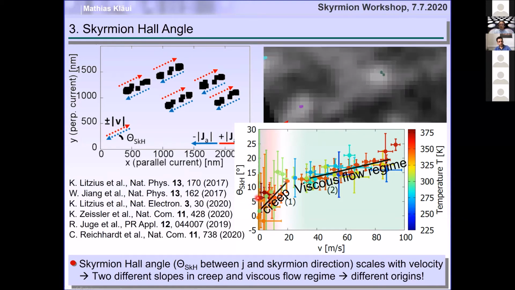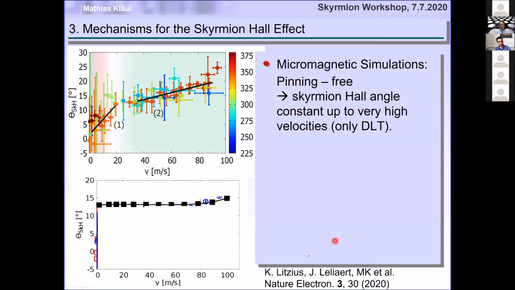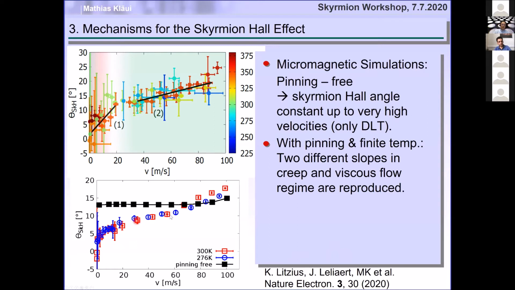But coming back to the question, where does this different slope in the creep regime and the viscous flow regime come from? We did some micromagnetic simulations, and here I'd like to point out the contribution by Jonathan in Ghent, who did most of these simulations together with Kailitius. First they simulated a perfect system with no pinning, and then they see the skyrmion Hall angle is rather independent of the velocity, in contrast to what we observe. And if they then introduce pinning, you actually see that you can reproduce these 2 different slopes, a large slope here and a smaller slope here. And so this reproduces our experiment, but let's see what is the origin of these different slopes that we find also in the simulations.